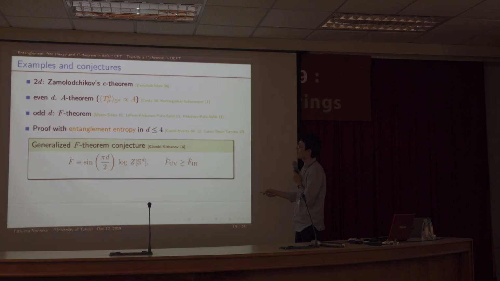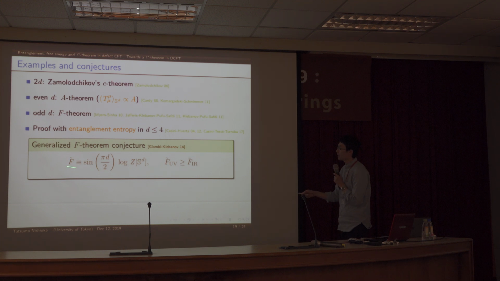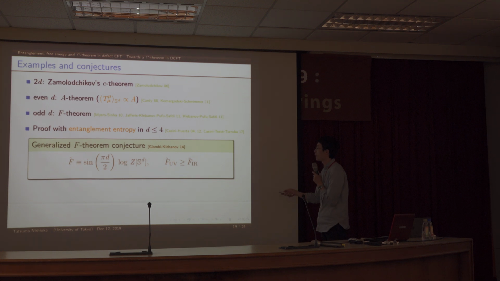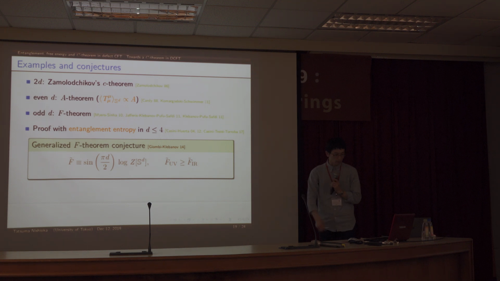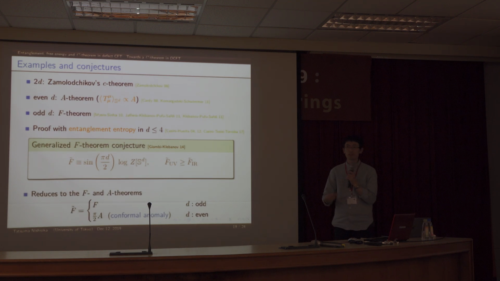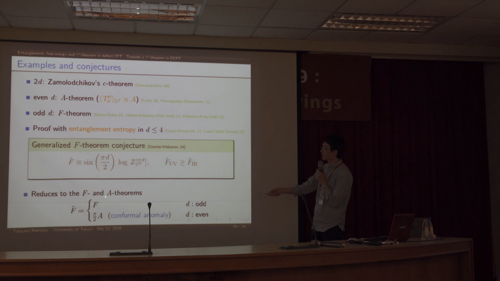First, you define F tilde by multiplying some sine function to the log of the sphere partition function. Then the conjecture states that F tilde is monotonic under the RG flow. That means if you compare the fixed point values of F tilde at UV and IR, then F tilde UV is always greater than F tilde IR. So why is this conjecture so interesting? It's because it interpolates between the F and A theorems.